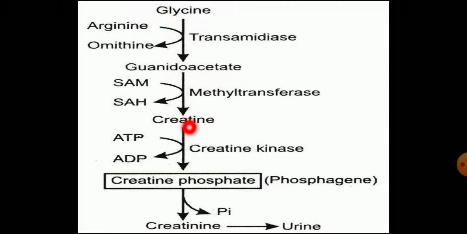Now the creatine is in the muscle, the second reaction takes place in the liver, and the first reaction takes place in the kidney. Then creatine is acted upon by ATP in the presence of the enzyme creatine kinase, which takes place in the muscle, to form creatine phosphate, also known as phosphagen. Finally it is hydrolyzed and cyclized to form creatinine, and it is excreted through urine.